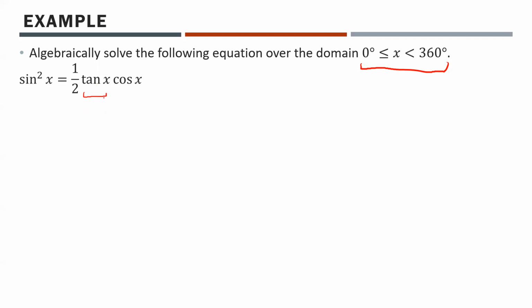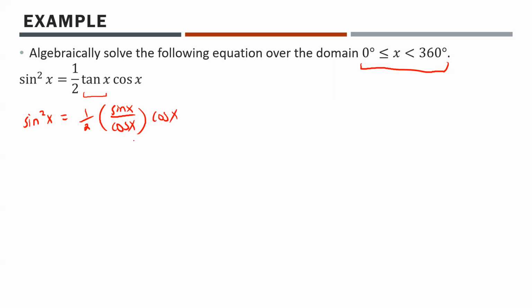Tan x is just sine over cos. Let's start there, see where we go, right? So we have sine squared x equals 1/2, and then instead of tan, I'm going to write that as sine x over cos x, and then times by cos x.